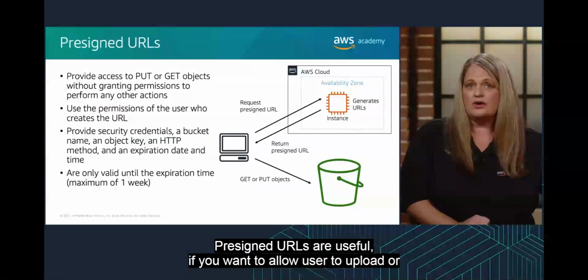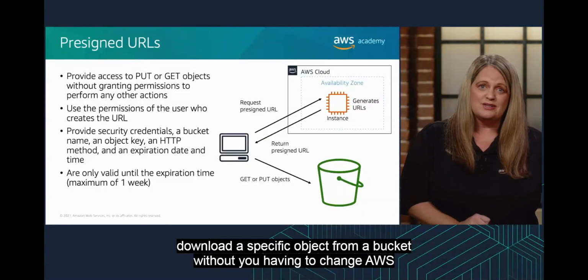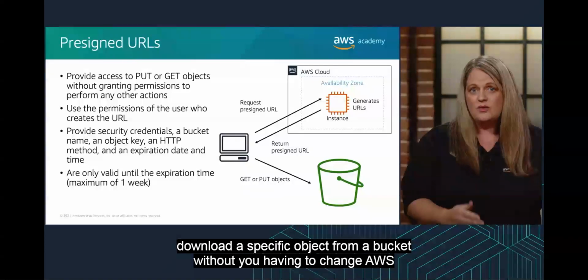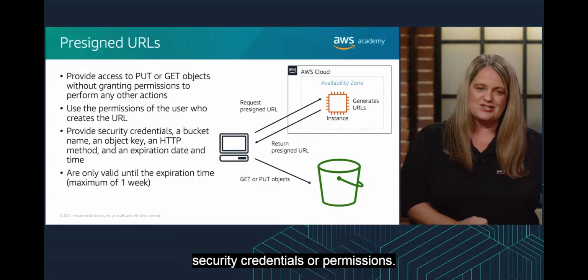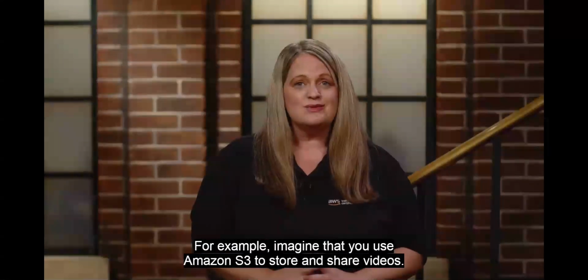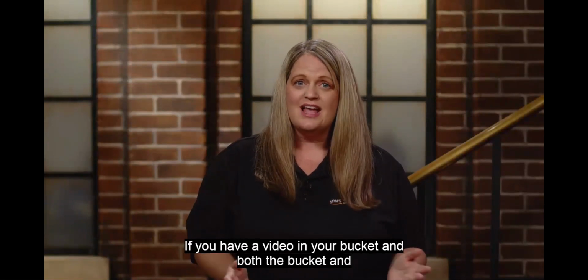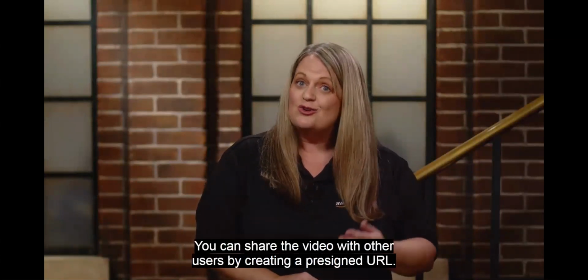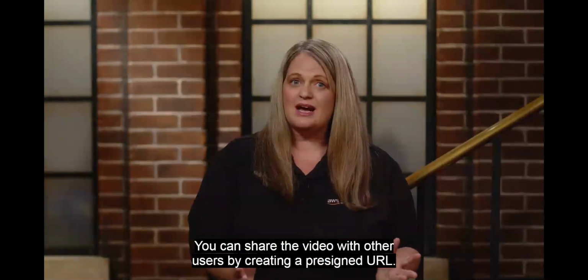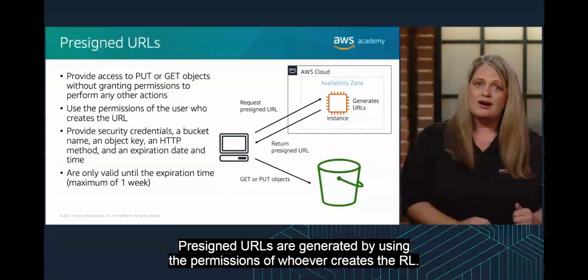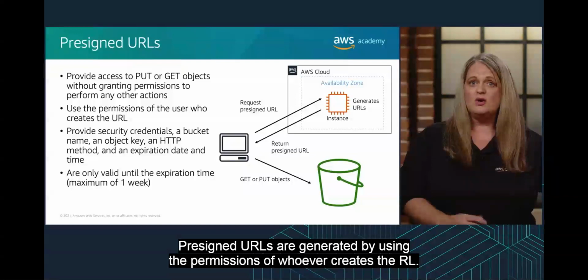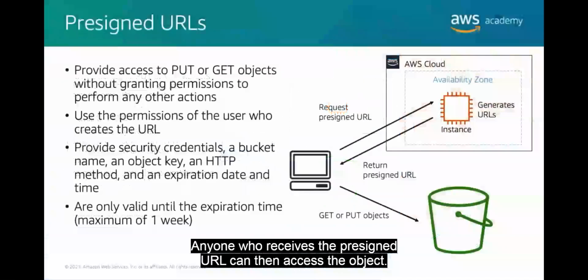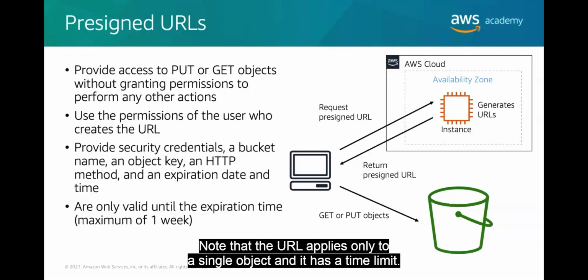Pre-signed URLs are useful if you want to allow a user to upload or download a specific object from a bucket without you having to change AWS security credentials or permissions. For example, imagine that you use Amazon S3 to store and share videos. If you have a video in your bucket and both the bucket and the video object are private, you can share the video with other users by creating a pre-signed URL. Pre-signed URLs are generated by using the permissions of whoever creates the URL. Anyone who receives the pre-signed URL can then access the object. Note that the URL applies only to a single object and it has a time limit.